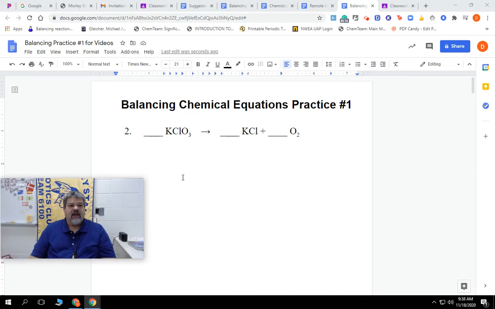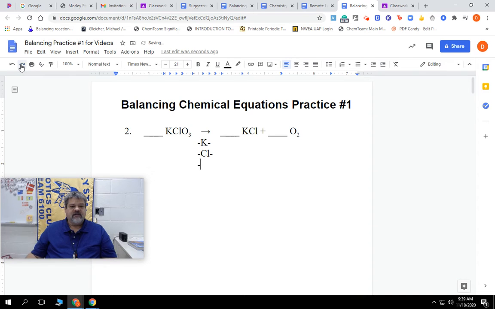Today we're going to work on balancing chemical equations, practice sheet number 1 and problem number 2. How we're going to do that, we're always going to start off by looking at how much we have on each side. So we're going to place potassium on this side, and then we have chlorine, and try to keep it in the middle, and then we're going to have our chlorine and put that in there, and then we're going to have our oxygen.